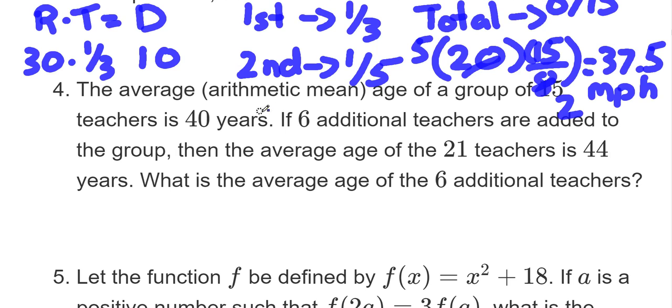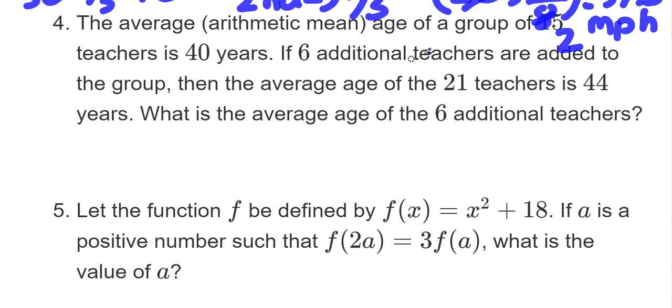Okay, the average arithmetic mean age of a group of 15 teachers is 40 years. If 6 additional teachers are added to the group, then the average age of the 21 teachers is 44 years. Okay, what is the average age of the 6 additional teachers? So I recommend we use the surplus deficit approach, guys. We want the mean to be 44, okay? So it says that 15 have an average of 40.